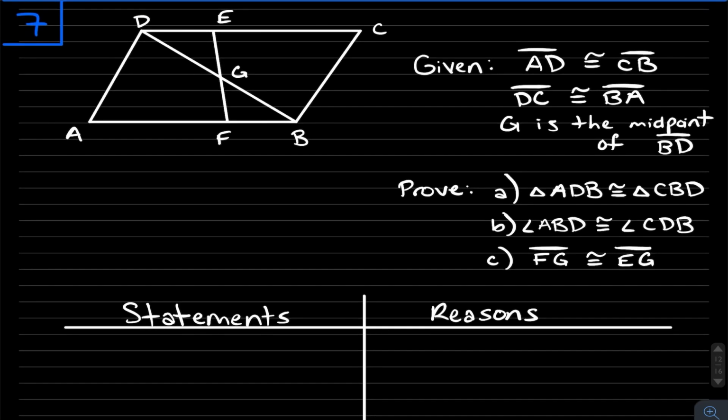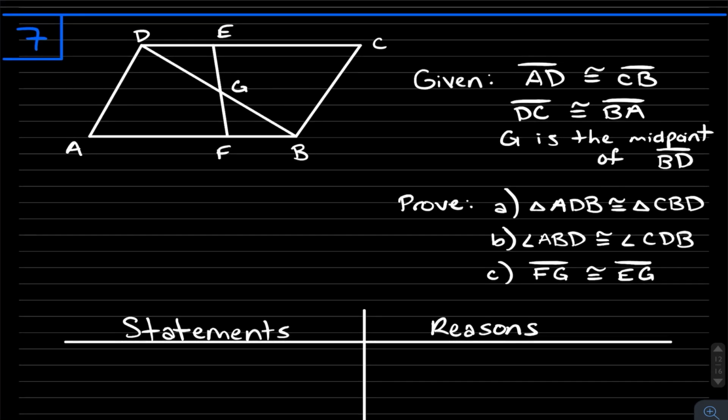Let's move on to number 7. For this one, we are given that segment AD is congruent to segment CB, segment DC is congruent to segment BA, and we also have that G is the midpoint of segment BD. So remember, our givens that have congruences are kind of just dead ends. They're telling us that something's congruent, and that's all they're telling us. But things that aren't telling us congruence, like G is the midpoint of BD, maybe there are some things we can pull from that, or else it probably wouldn't be given in the problem.